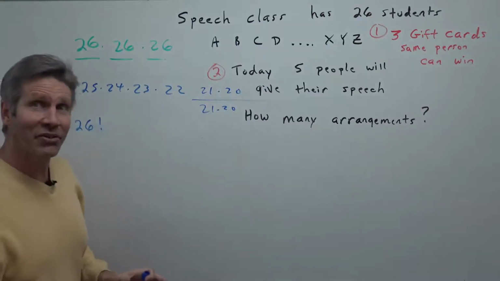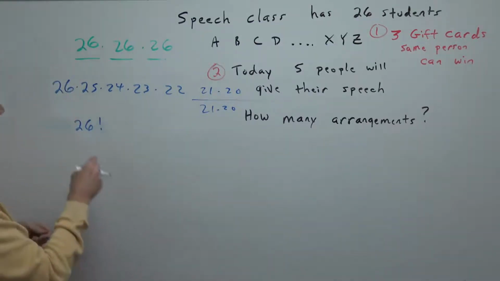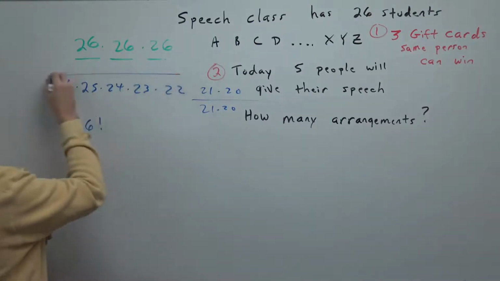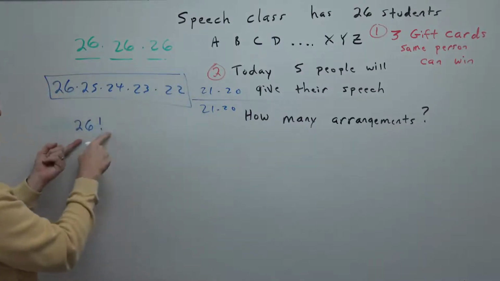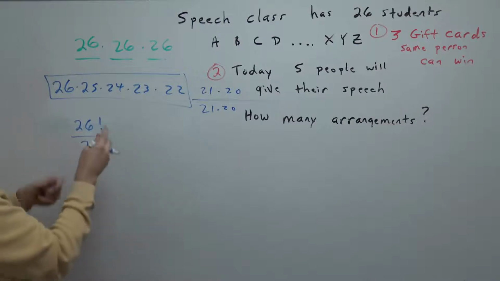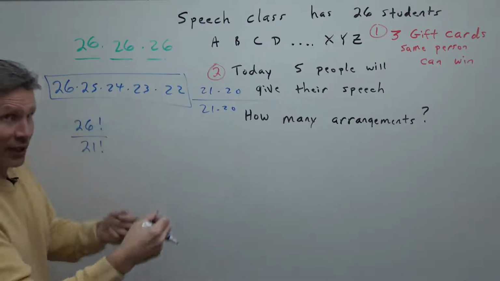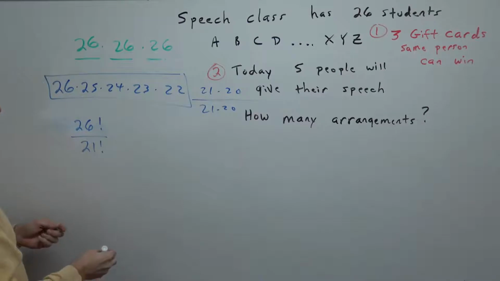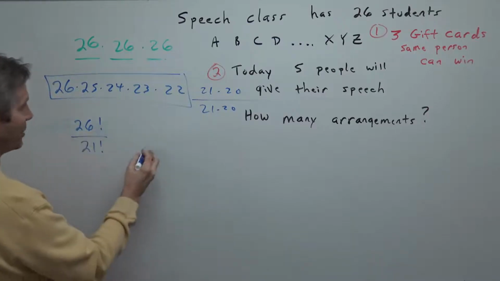So the permutation formula, all it does is it says, hey, look, I want to end up with this. I can start with 26 factorial. If I divide it by 21 factorial, then I'm left with whatever this number is, and I can go to the calculator and get that. So this is the permutation formula.